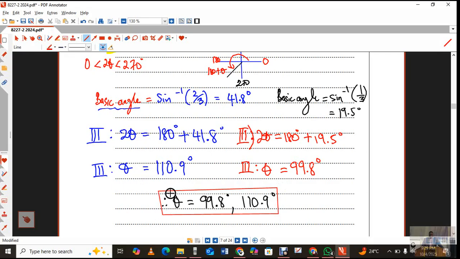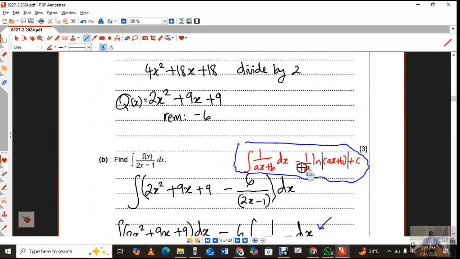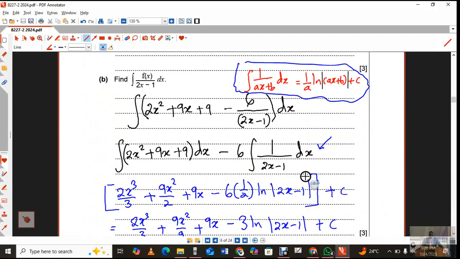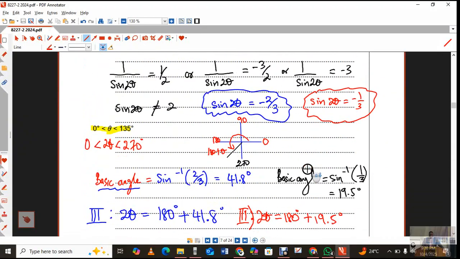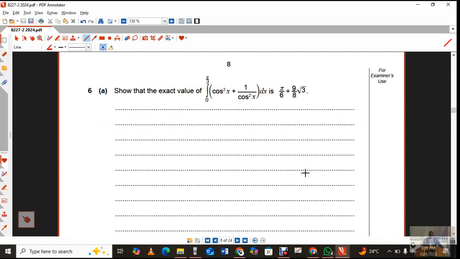There we go. So those are the solutions. And yeah, it is really interesting how this question is set up, we have some integration part on it and so on. Quite interesting question, and make sure that you show all your working as you go along. Right, let's look at question 6.